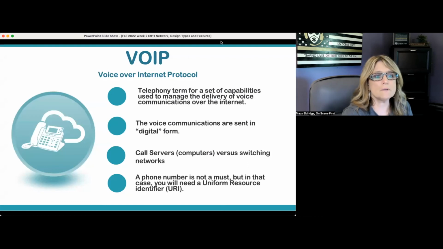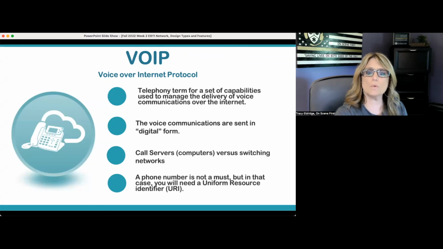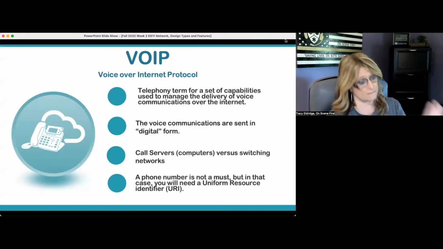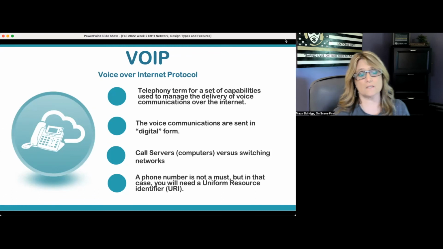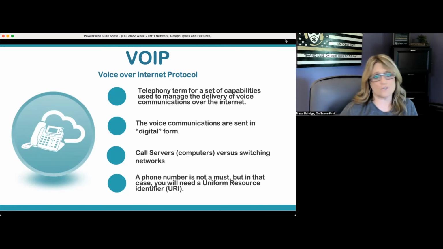So just a little bit about VoIP that the study guide wants you to know. There are times where it's called voice over interconnected protocol. We're talking about voice over internet protocol. There are times that it's called interconnected. It's not wrong. It's just a different mechanism, a different means. But just know that if somebody says interconnected protocol, it's not necessarily wrong.